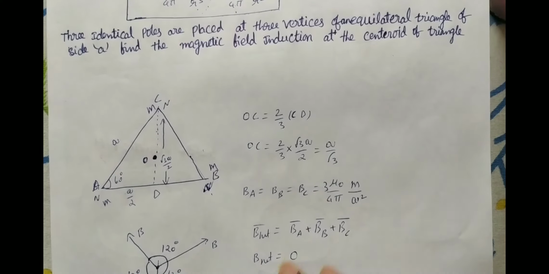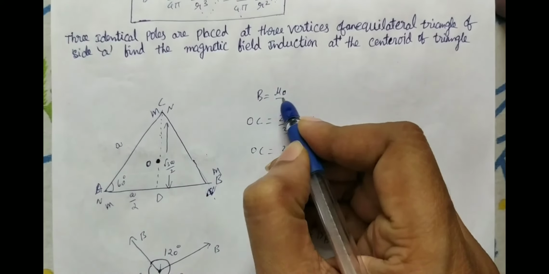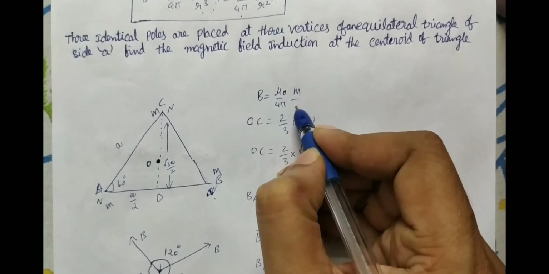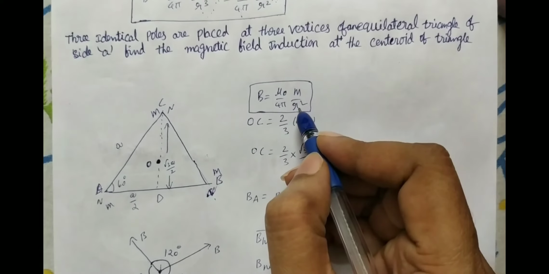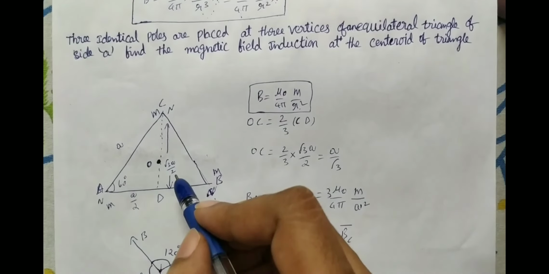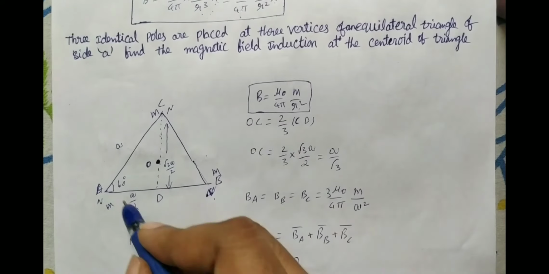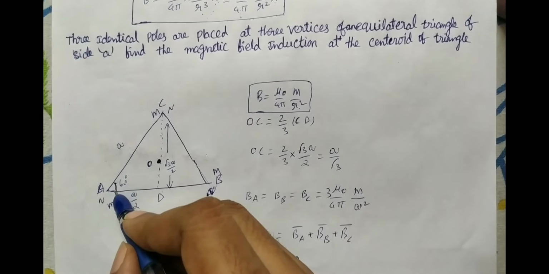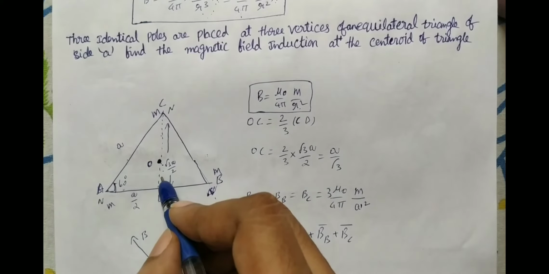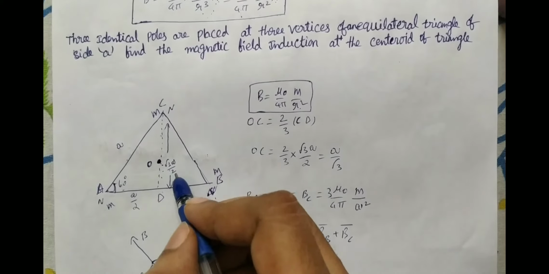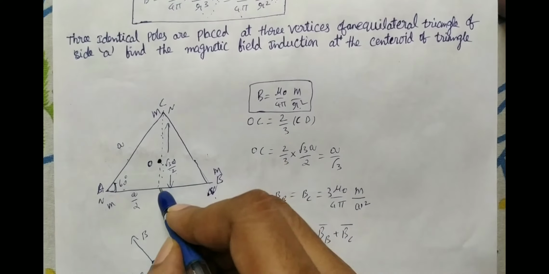First of all, to apply the formula, what is the magnetic field induction formula? B is equal to mu naught by 4 pi, m by r square. To apply this formula, we need to calculate the distance between the pole and the point. Suppose from C to the centroid, what is the distance? This is a and this is a by 2. This is angle 60, so if you use sine 60, opposite by hypotenuse, we can calculate the opposite side as root 3 a by 2. This total length is root 3 a by 2.